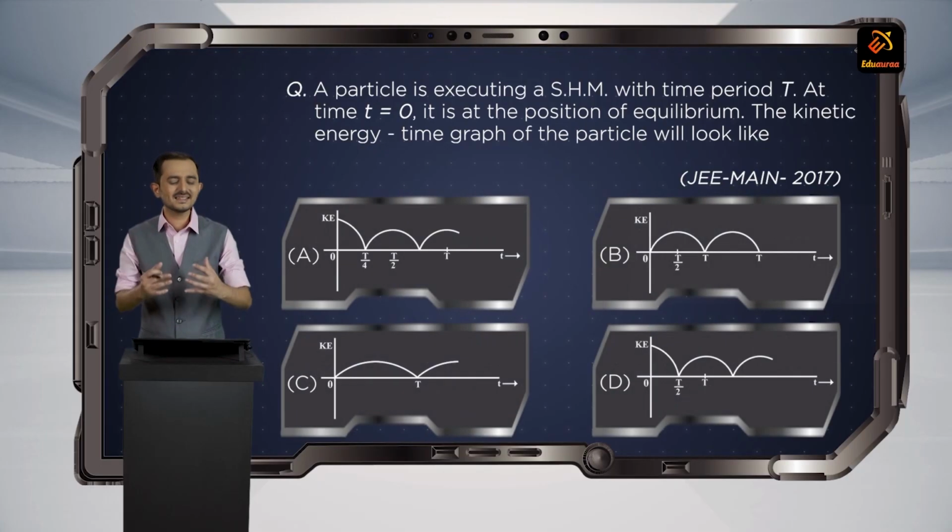The four options are actually given in terms of graphical form. This MCQ came in JEE Main's 2017 examination. Students, to solve this particular question, we are going to use the basic formula of kinetic energy of a particle which is performing simple harmonic motion.